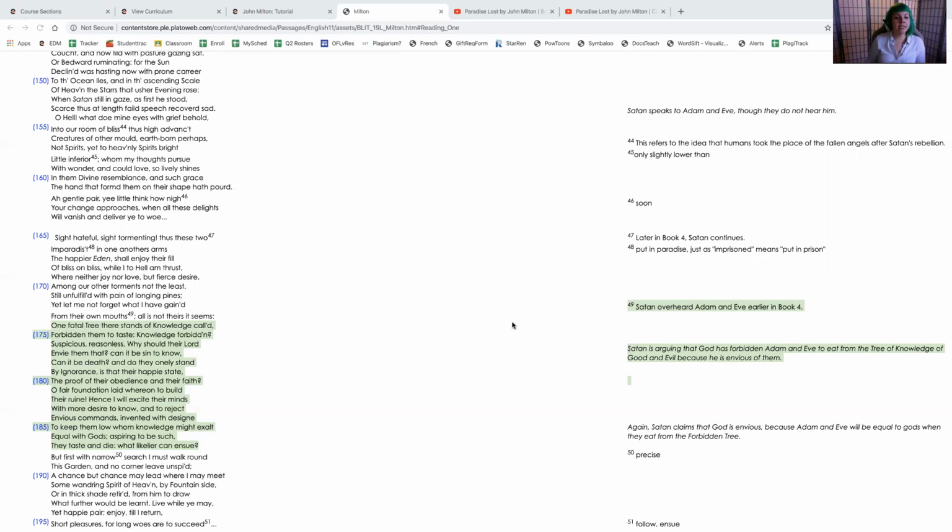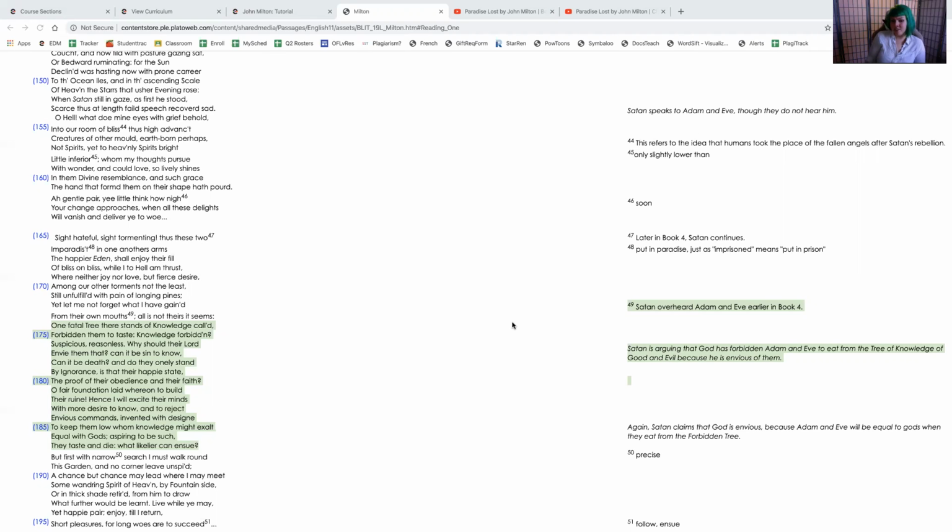One fatal tree there stands of knowledge called, forbidden them to taste. Knowledge forbidden? Suspicious, reasonless. Why should their Lord envy them that? Can it be sin to know? Can it be death? And do they only stand by ignorance? Is that their happy state, the proof of their obedience and their faith? O fair foundation laid whereon to build their ruin. Hence I will excite their minds with more desire to know, and to reject envious commands, invented with design to keep them low, who knowledge might exalt equal with God's. Aspiring to be such, they taste and die.